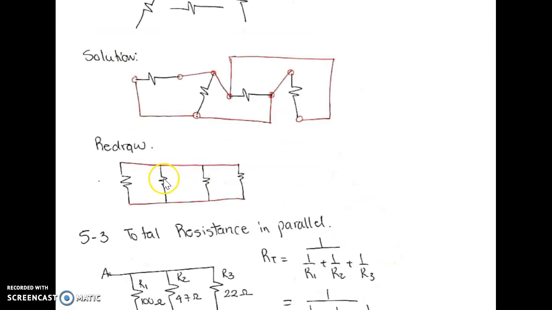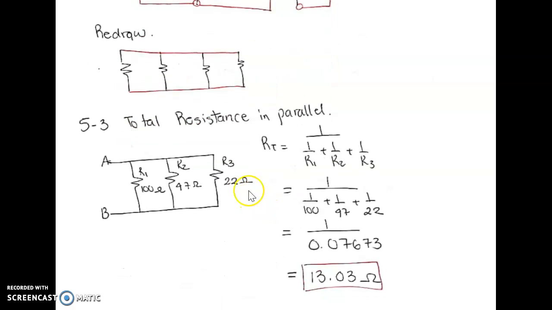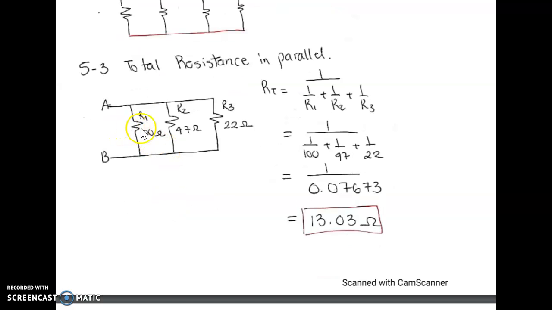So if I redraw it, I can identify my node A and my node B. Again, for a circuit to be parallel, full parallel can only have 2 nodes, A and B, and all resistors have to be connected across those 2. So how do we find total resistance? We have 3 different resistors connected. Let's check, they are connected in parallel.